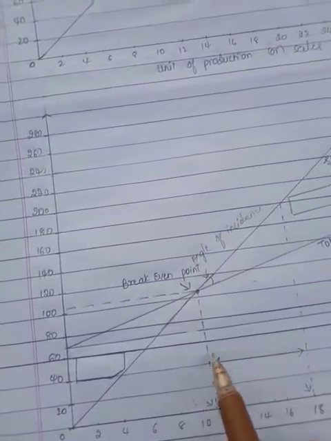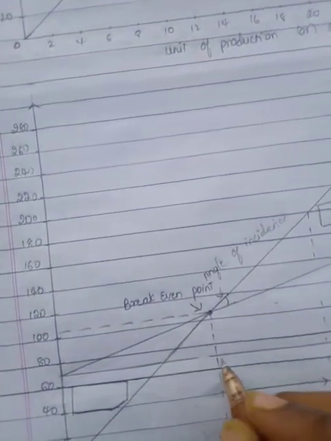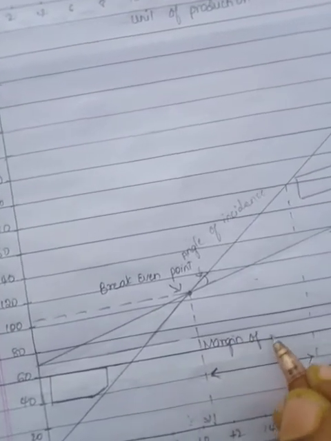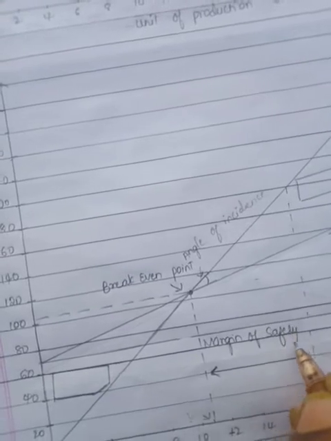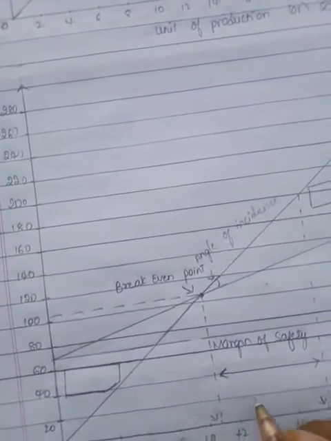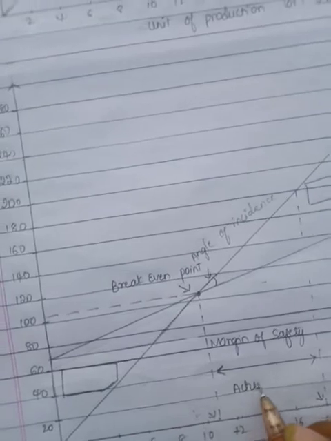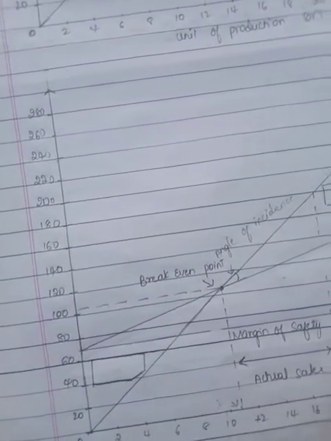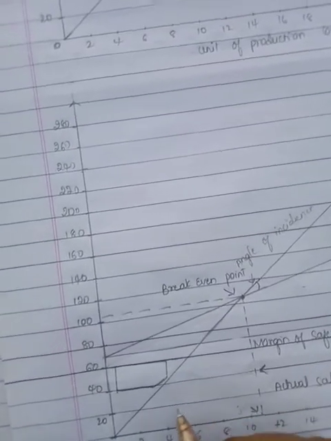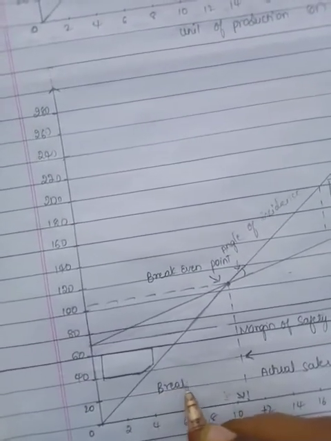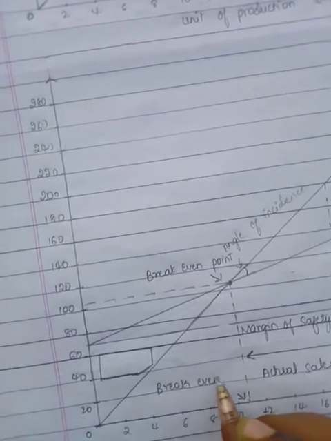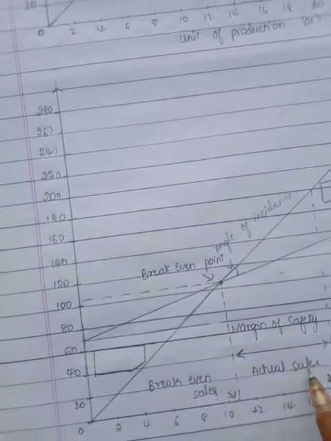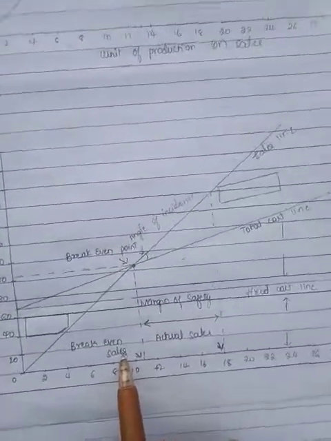So this area we call as margin of safety. Next, this area we call as actual sales. Next one is this area. This is known as break-even sales. So we already know, margin of safety is equal to actual sales minus break-even sales, that is the formula.